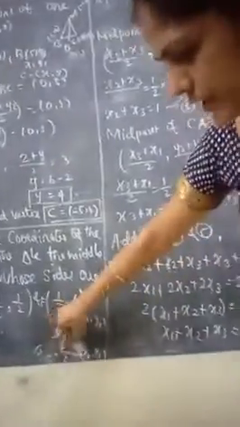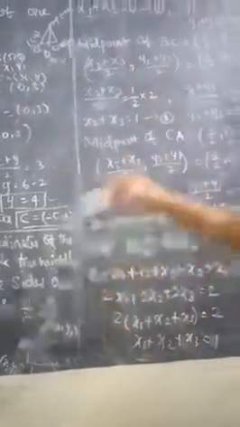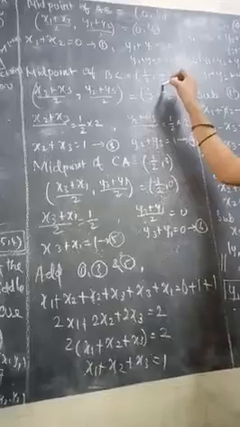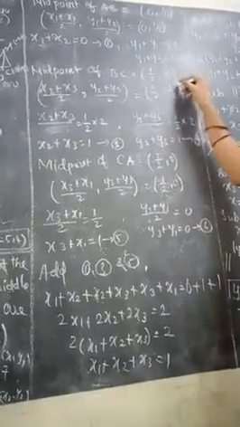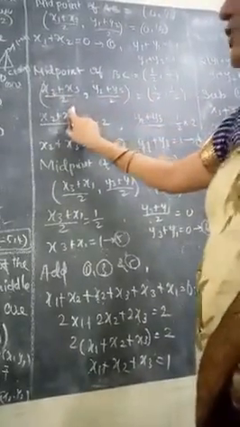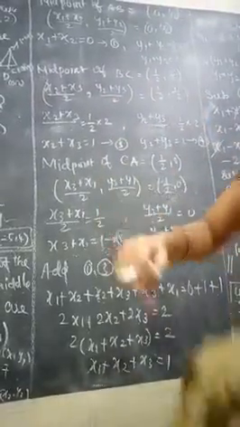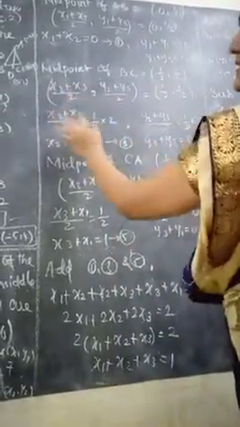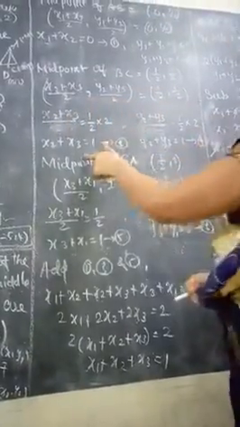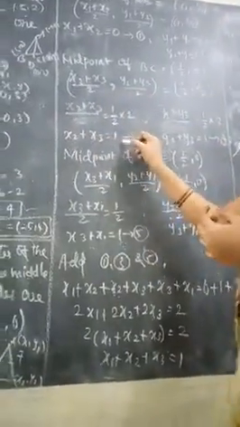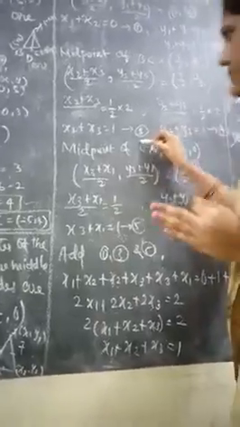Next, the midpoint of side BC. Here E is the midpoint of BC. So the midpoint of BC equals the E value. What is the E value? 1 by 2, 1 by 2. So (x2 plus x3) by 2, (y2 plus y3) by 2 equal to 1 by 2, 1 by 2. So x2 plus x3 equals 1 by 2 into 2, which is 1. That is equation number 3.